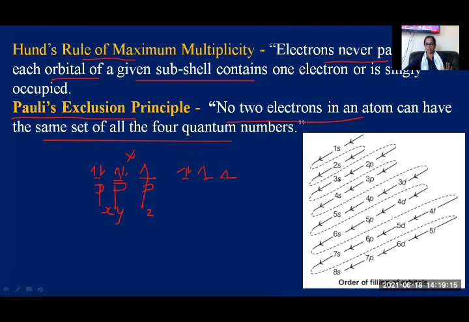So filling of electrons follows this order. 1s will be filled first, and then it goes to 2s, then 2p, then 3s, then 3p, then 4s, and then 3d. After 4s, 3d will be filled, and then comes 4p, then 5s, then 4d, etc. So this is the order. Clear? This is a summary of the second chapter, structure of atom.